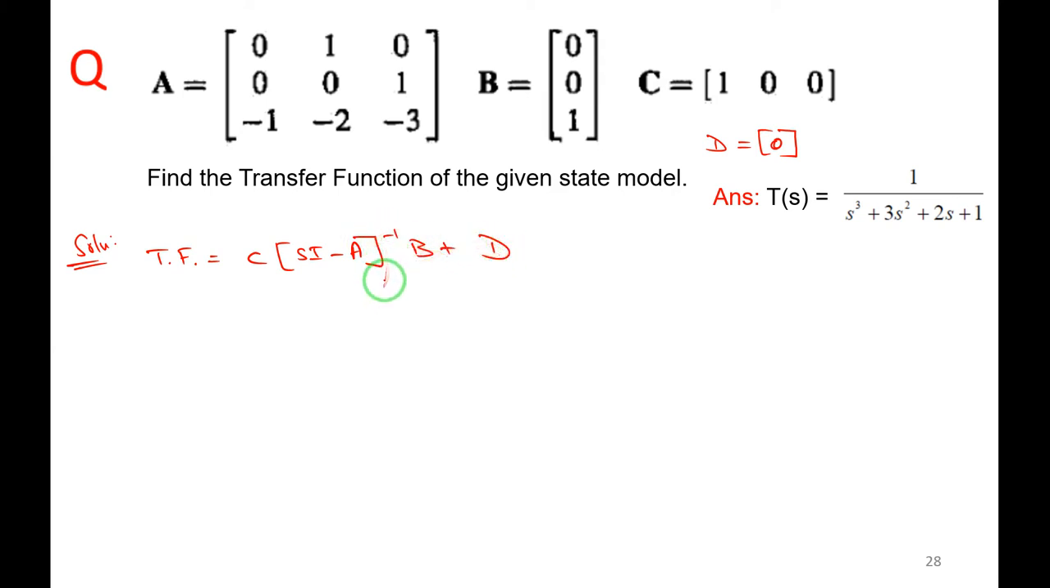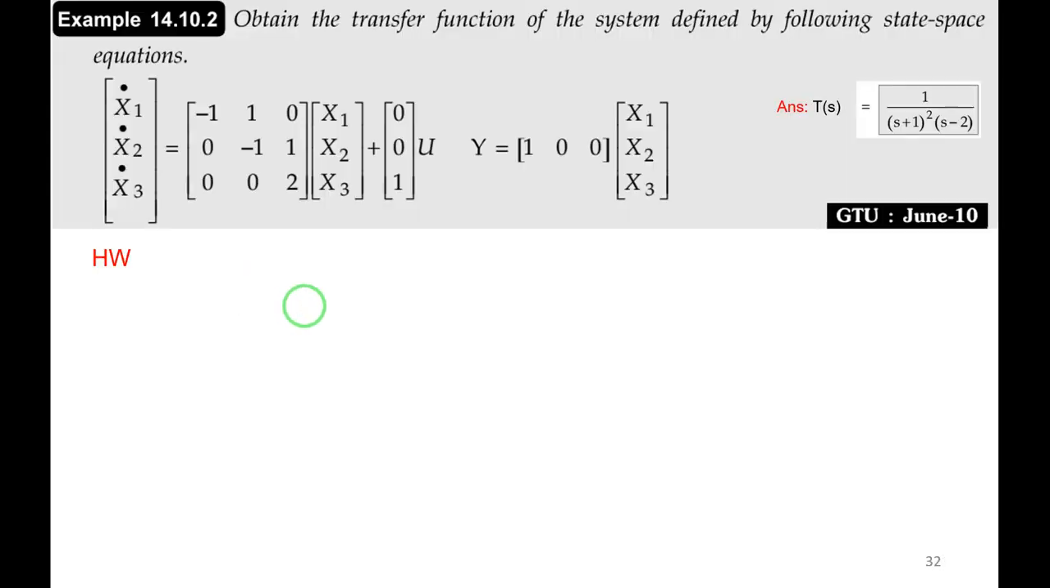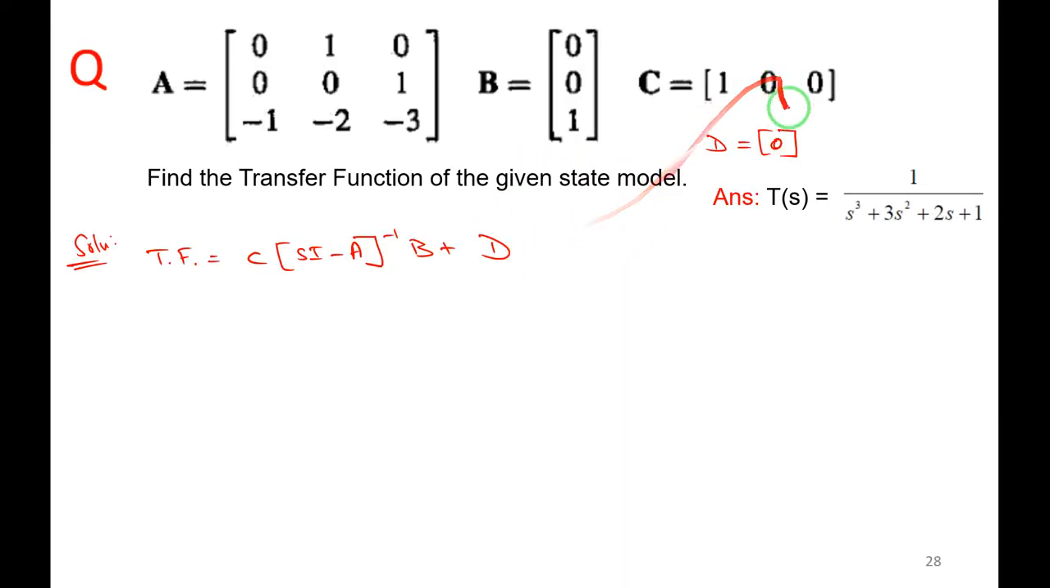Okay, the next. Let me observe the next problem. D is given or not here? X dot equals AX plus BU. C and D are not given. Right, C is given, D is not given here. D is 0. Okay, fine. I will give the hint and leave it. That problem, D is 0 here.